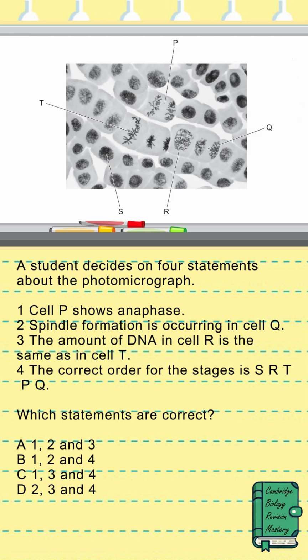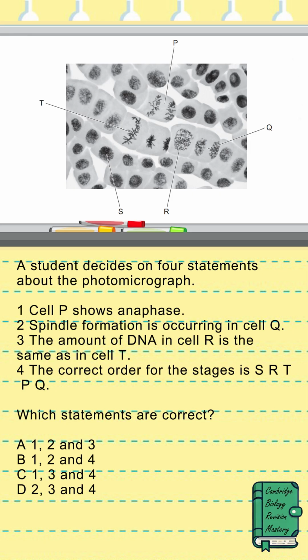And we can see that they're all about what stages and or what different things are going on during those stages within the micrograph. And so the best thing to do before we start breaking down 1, 2, 3 and 4 and trying to work out which statements are correct is to actually decide where the stages of mitosis are, or if they're even in mitosis at all. So let's make a start on doing that first before we attempt the question.